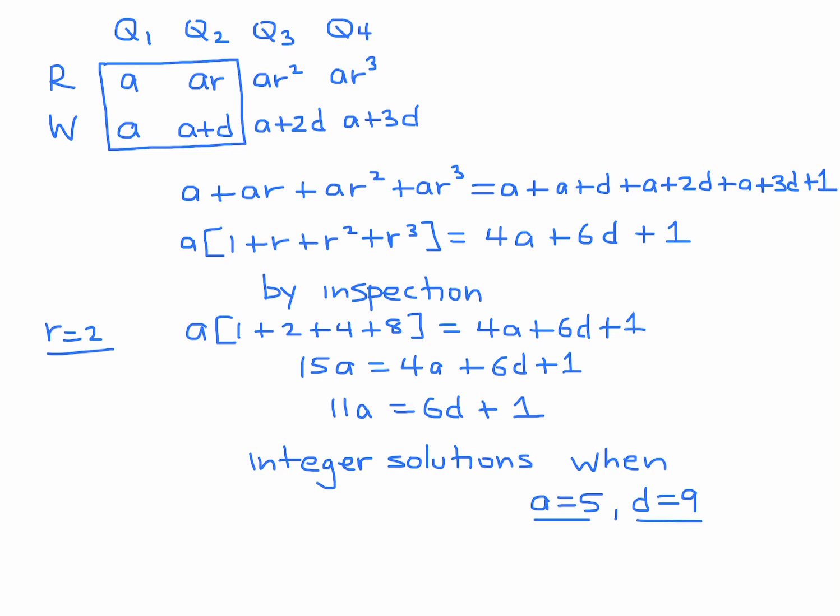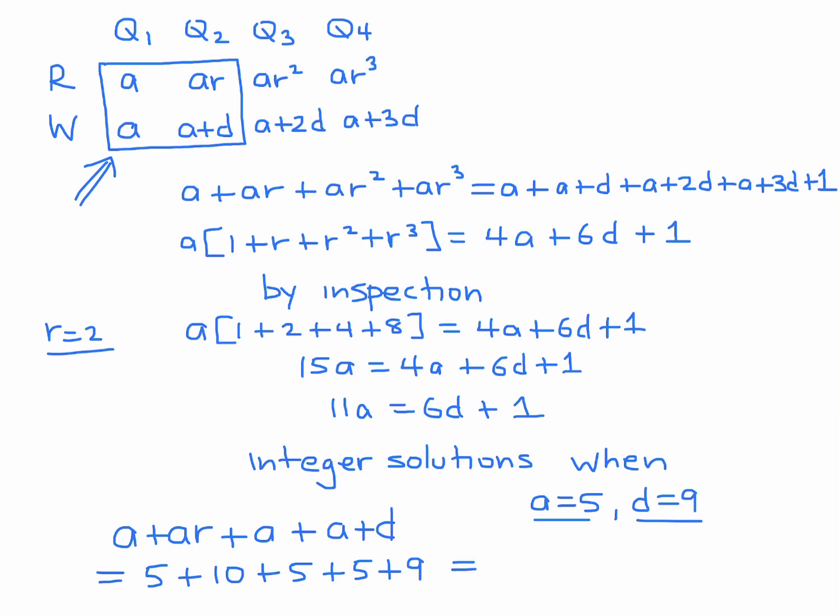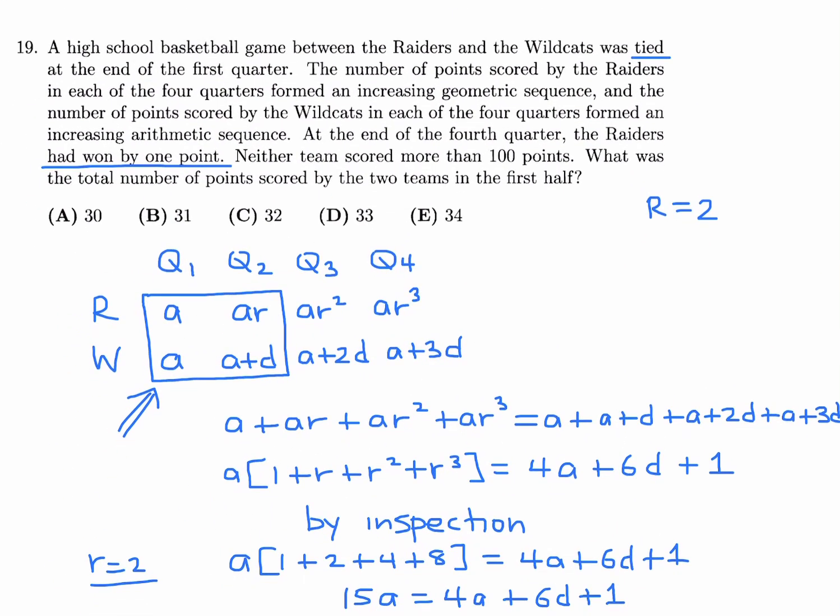So now we can go back and figure out their score in the first half. The first half score is going to be A plus AR plus A plus A plus D. So that's going to be, let's see here, 5 plus 5 times 2, 10, plus 5 plus 5 plus 9. And that looks like 10, 20, 25, 34. So number 19, the answer is E.